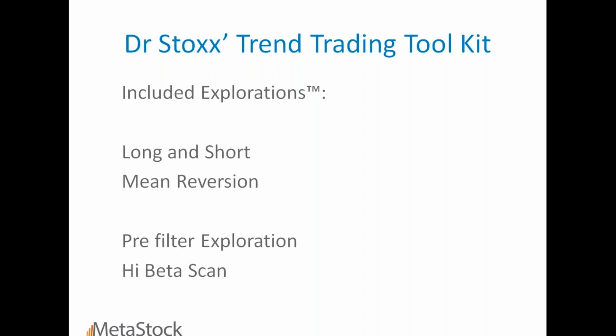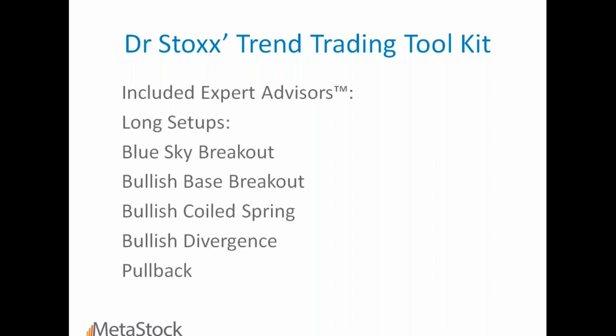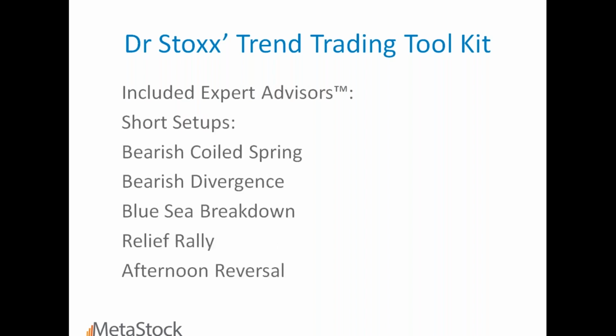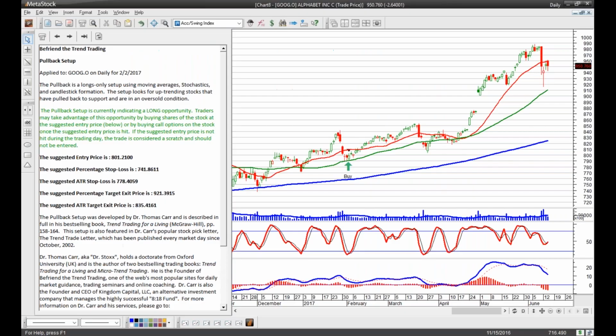Here's a list of the short setups that are available. You have the long and the short and the mean reversion setups, and about 11 total systems. And when I say systems, you get the expert advisors, which are exactly what you're seeing here, where it identifies the setup on the chart for you, tells you exactly what it is looking for, and gives you your suggested entry and exit prices.